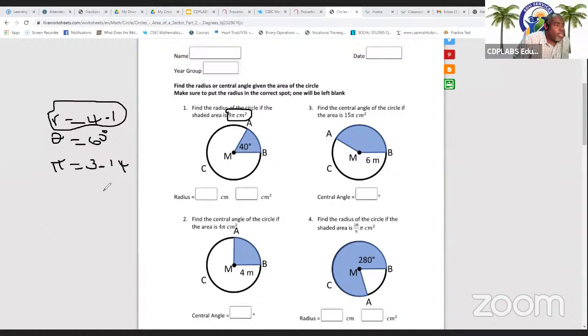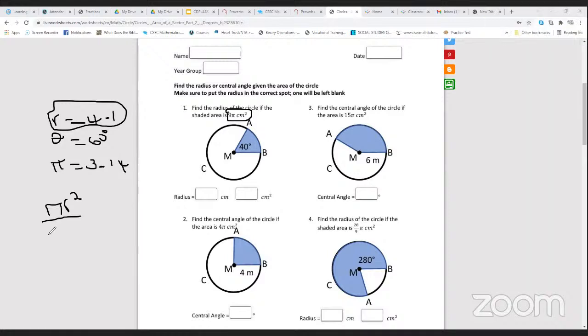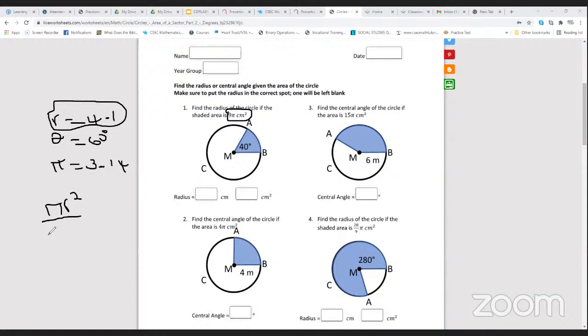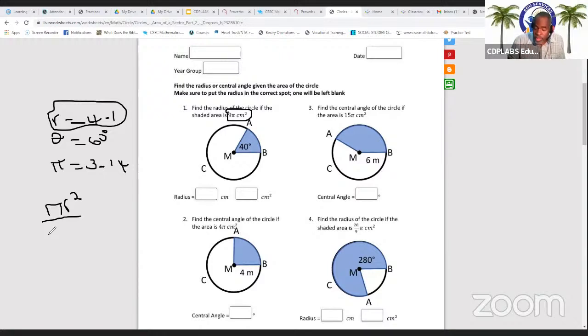Now, the formula to find the area of a sector would be the area of a circle divided by, finish it for me now, divided by what? The angle? No. Not even 360. Try again. I showed you a formula yesterday.